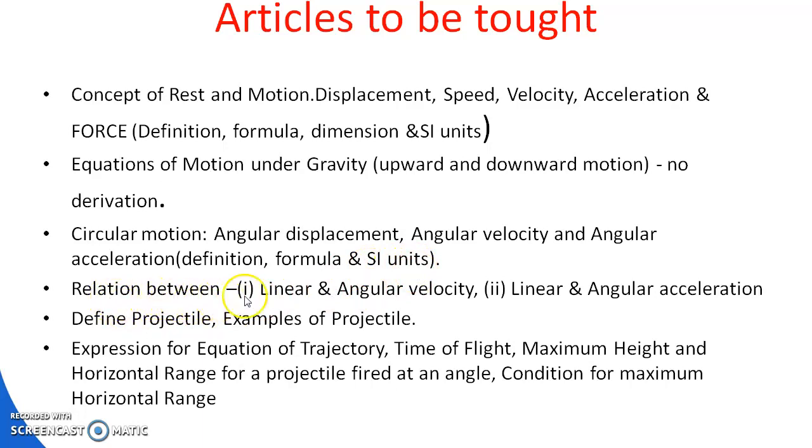Then we will discuss the relation between linear terms and angular terms: linear and angular velocity, linear and angular acceleration, linear and angular displacement. Then we will discuss what is projectile motion and what are the expressions for equation of trajectory, time of flight, maximum height, horizontal range for a projectile fired at an angle, condition for maximum horizontal range. These are the articles we have to study in this chapter. Let us go one by one.